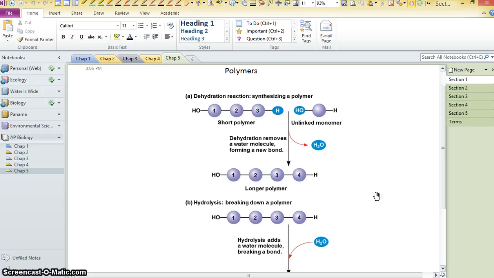When we put them together or take them apart, what we do, when we put them together, is what's called a dehydration reaction, because what's happening is you're removing the hydrogen of one of those subunits, the hydroxyl of the other, generating some water, and bonding those two subunits together. So essentially water is being given off, dehydration.